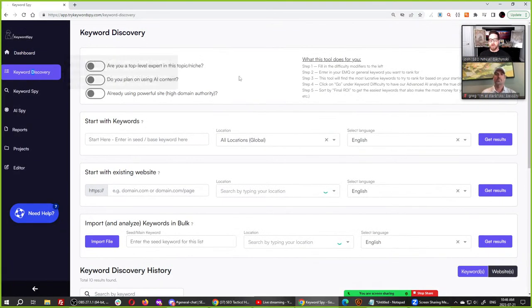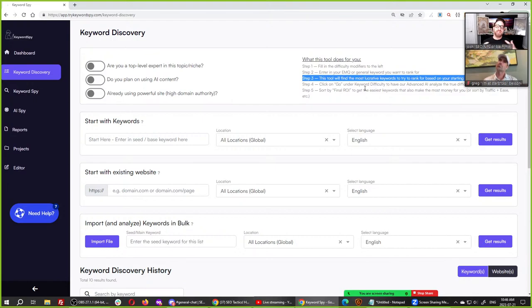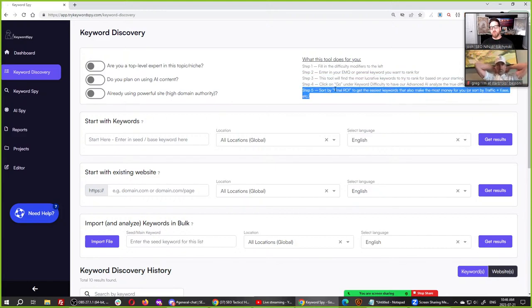So let me get these guys going here. I'll just do a quick tutorial on keyword discovery, how it works. So here it is. Step one, you fill in the difficulty modifiers to the left. Step two, you enter your EMQ or the general keyword you want to rank for. Step three, this tool will find the most lucrative keywords in this niche that you want to rank for. It will extend it out, and the AI will extend it out. This is all based on my free video I put out about a year ago that had, I don't know, 50 or 60,000 views or something like that. This is doing that free method that would take you hours per keyword automatically for you in minutes. Then you click go, and then you sort by the final ROI to find the easiest keywords that also make you the most money.